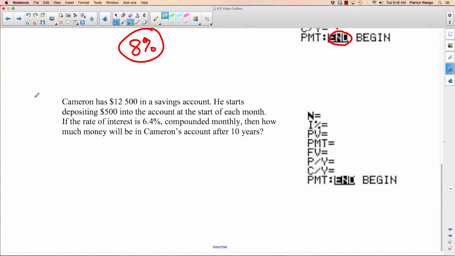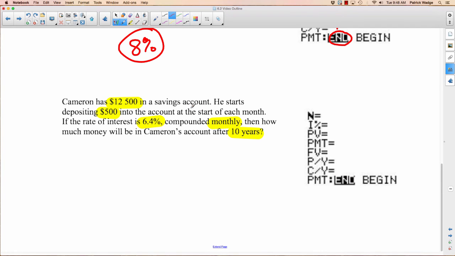Last one. Cameron has $12,500 in a savings account. He starts depositing $500 into the account at the start of each month. If the rate of interest is 6.4% compounded monthly, then how much money will be in Cameron's account after 10 years? Okay, let's start at the bottom again. And here we come to the problem.